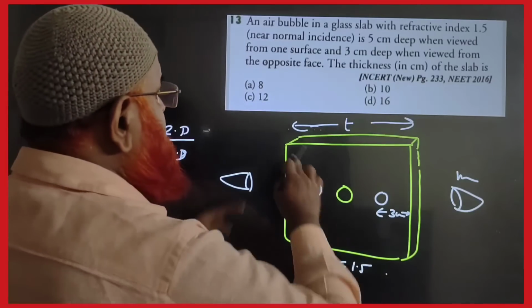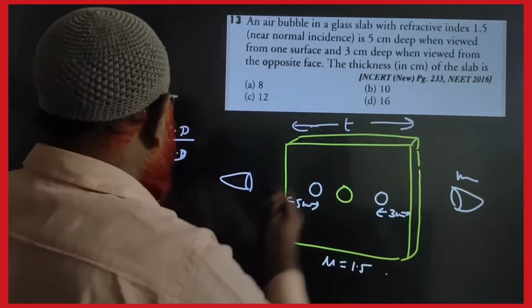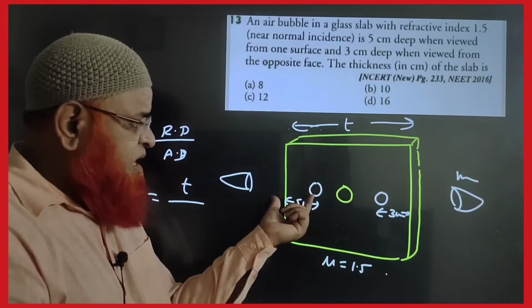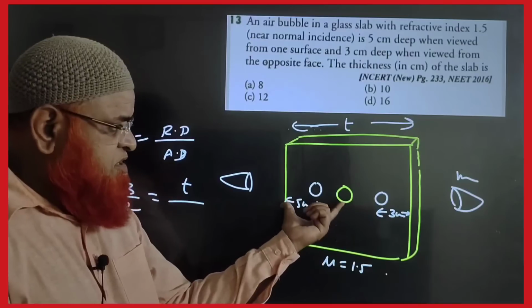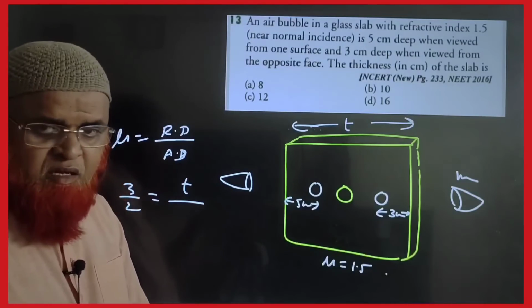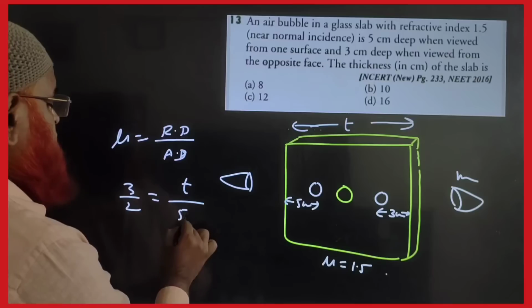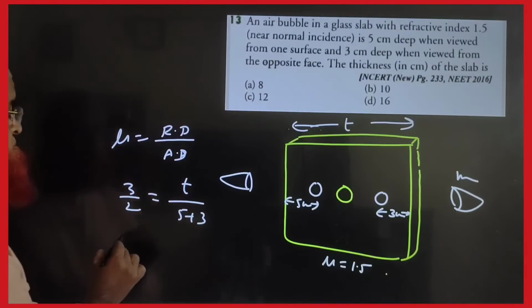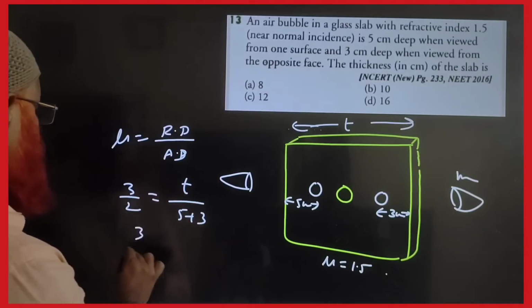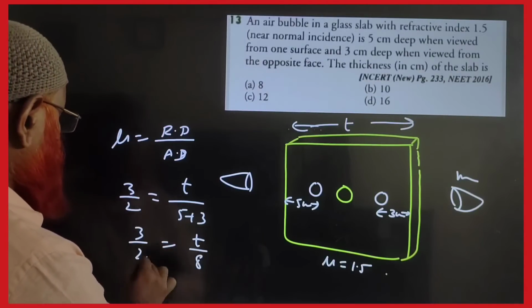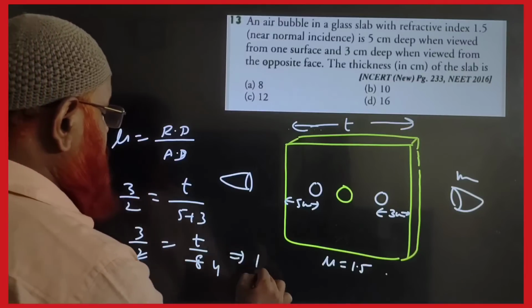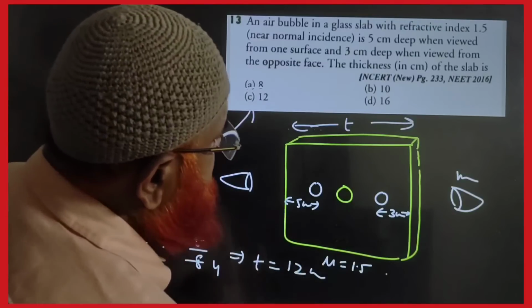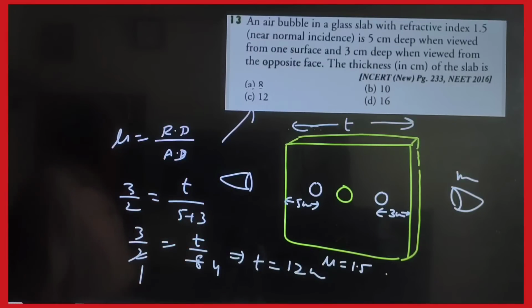Real depth means the total thickness. Total thickness I will take as t. The apparent depths are 5 plus 3. Real depth is this much. Understood what I am saying? So 3 by 2 is equal to t by 8. This implies that t is equal to 12, in centimeters. Understood all of you?